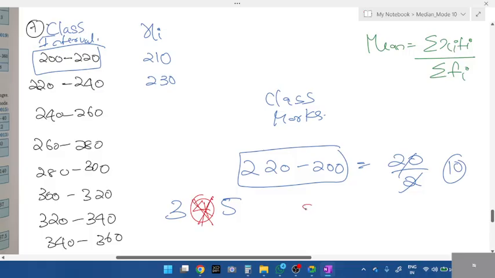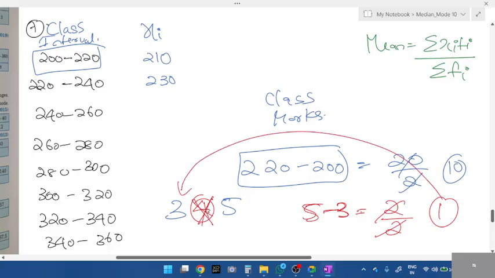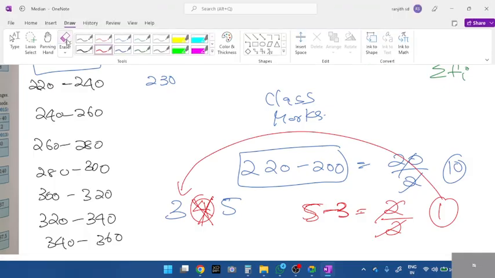Take 5 and 3. Subtract 5 minus 3. What do you get? You get 2. Divide this 2 by how many numbers we are subtracting? 2 numbers. Divide that by 2. What's the answer you get? 1. Add this 1 with the starting number. 3 plus 1 is 4.